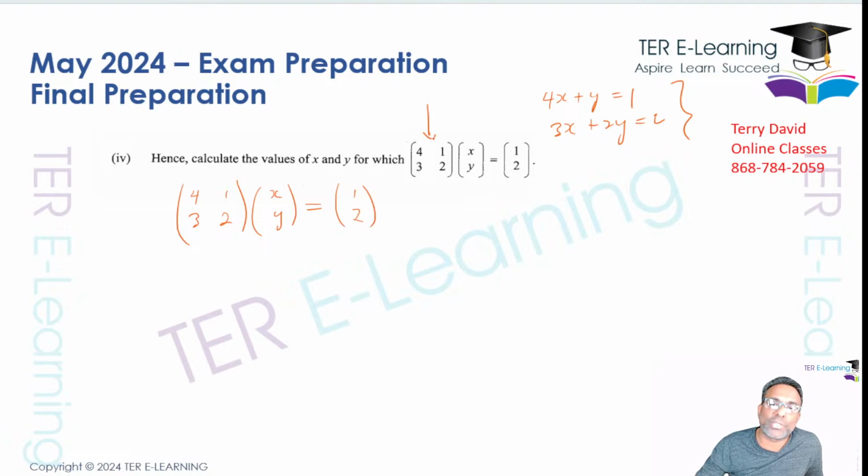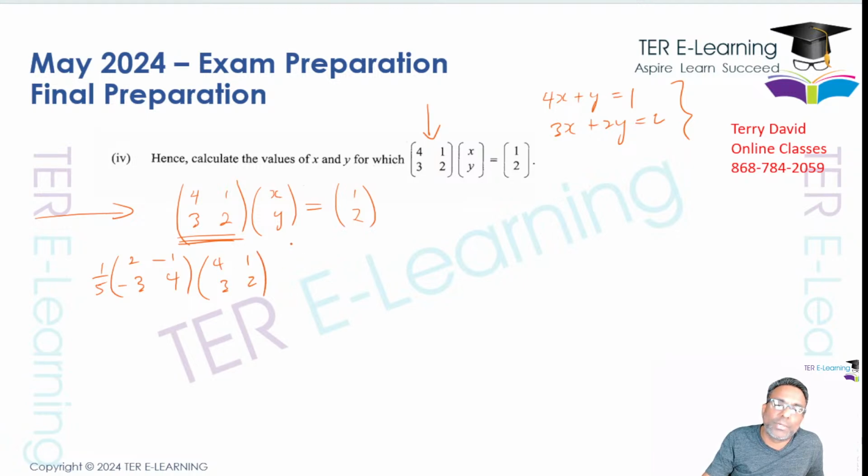And what we just worked out, we worked out the inverse of this matrix here. So when you have to solve a pair of simultaneous equations, we would have had to find the inverse of this, which we already did, and multiply both sides of the equations by the inverse. So this would have been 1/5 multiplied by, this would have been 2, 4, minus 1, minus 3, right? Multiplied by 4, 1, 3, 2, times x, y, right?